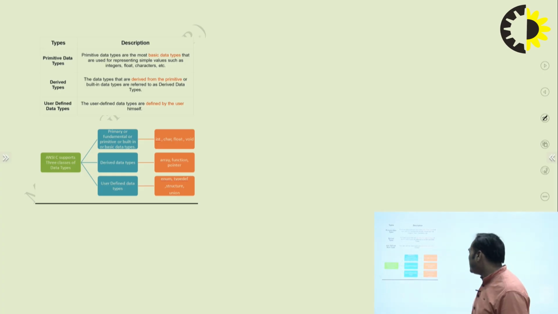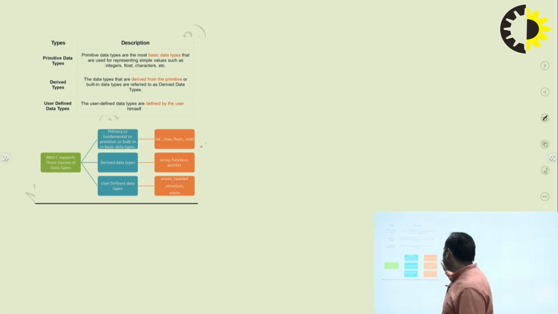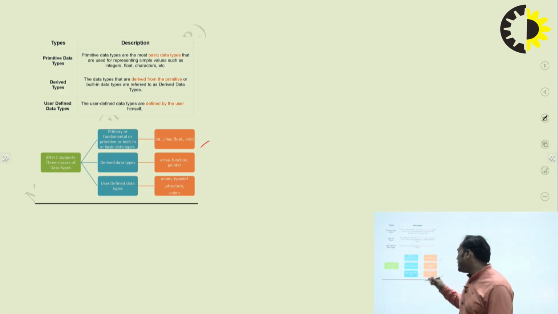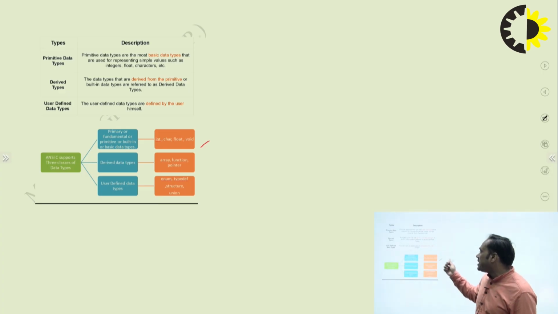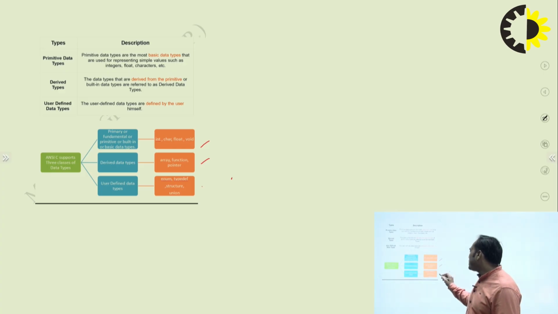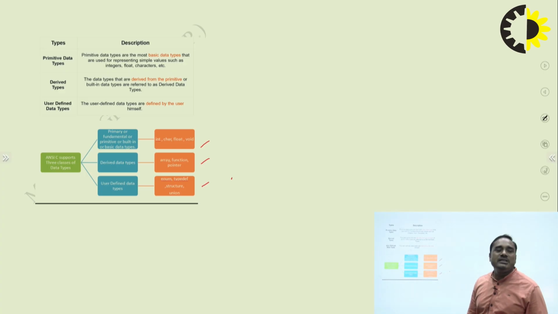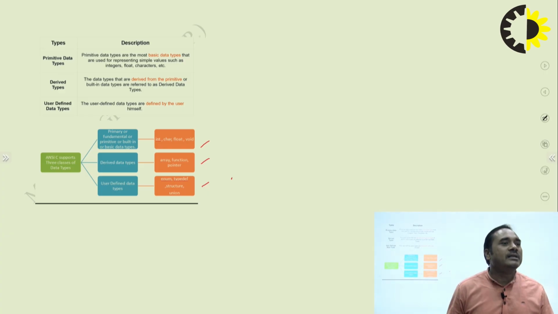So these are the data types. If you are going to discuss the primitive ones: int, float, char and void, these are the primitive data types. And what about the derived data types? Array, function and pointer. These are the derived data types. Now what about the user defined data types? Enum, typedef, structure and union, these are the user defined data types.